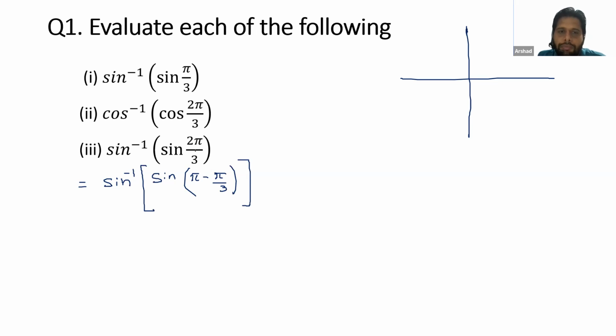So in place of 2 pi by 3, can we write pi minus pi by 3? No, that's not correct, Zed. Please check here. Pi minus pi by 3. Solve this. Take LCM. First, can you tell me what is pi minus pi by 3? 2 pi by 3. Again 2 pi by 3. So in place of 2 pi by 3, we can write this.